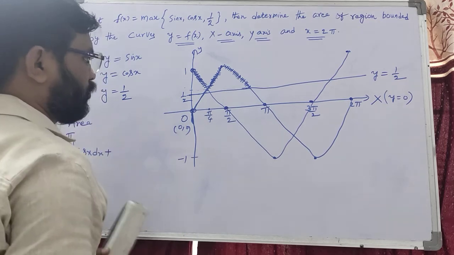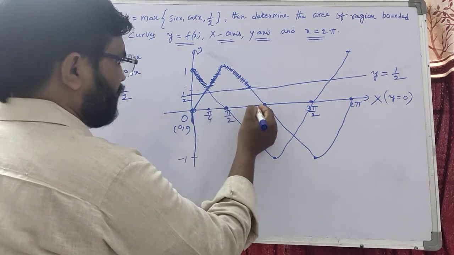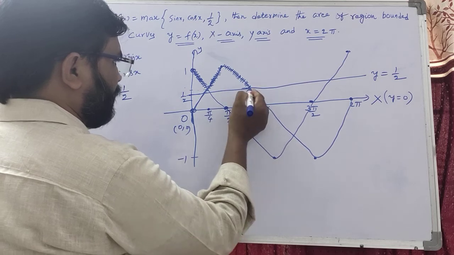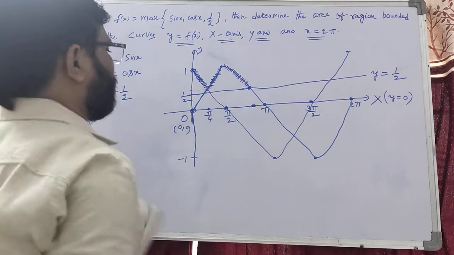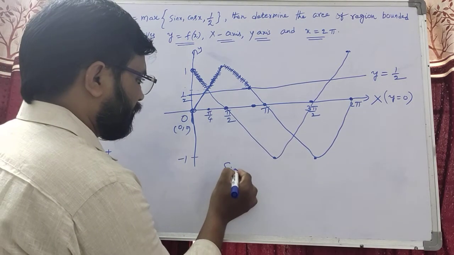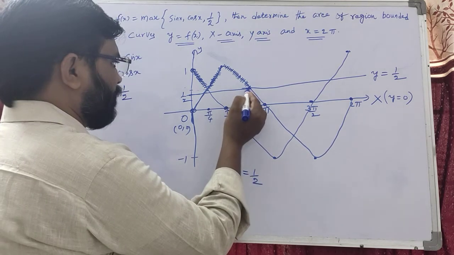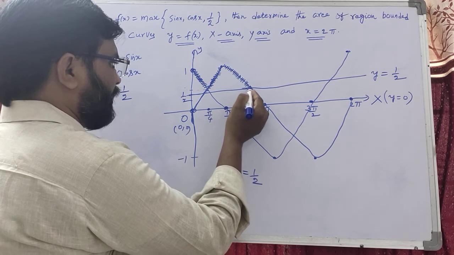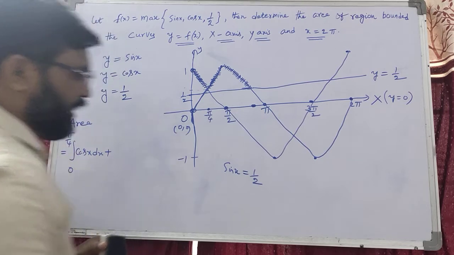Up to this one. So this is pi by 4. Dear students, what is the value here intersecting at 1 by 2? Undoubtedly, the 1 by 2 is the value where we can equate sin x to 1 by 2. These are the graphs of y equal to 1 by 2 and y equal to sin x.